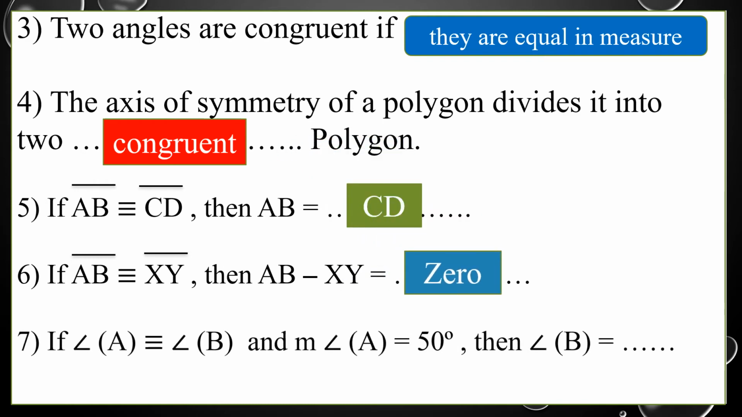That's right. If angle A is congruent to angle B and the measure of angle A equals 50 degrees, then angle B equals what? The two angles are congruent, so the two angles are equal in measure. So the measure of angle A equals 50, so the measure of angle B equals 50 degrees.